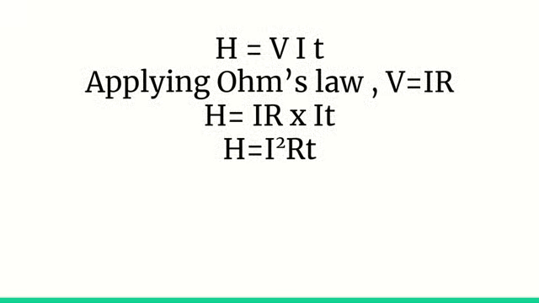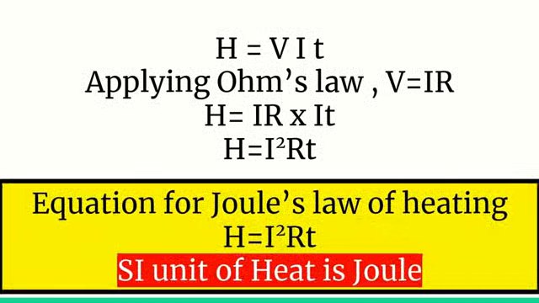Now applying on the equation H is equal to VIT, the Ohm's law, we get, instead of V we place IR, and so H becomes IR into IT. That is, H is equal to I square RT. This equation is called the Joule's law of heating, and the SI unit of heat is joules.